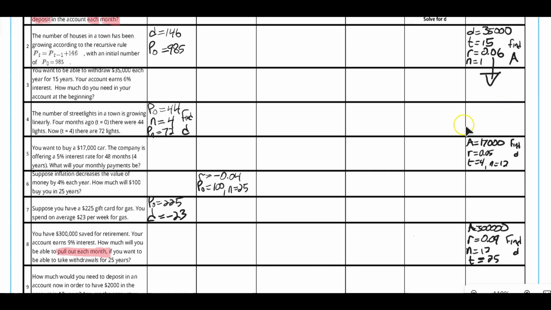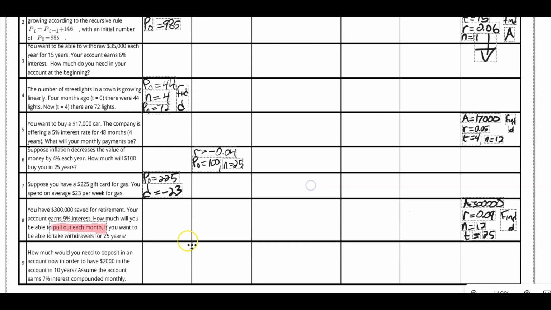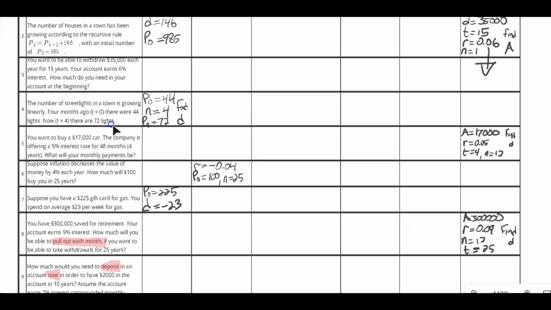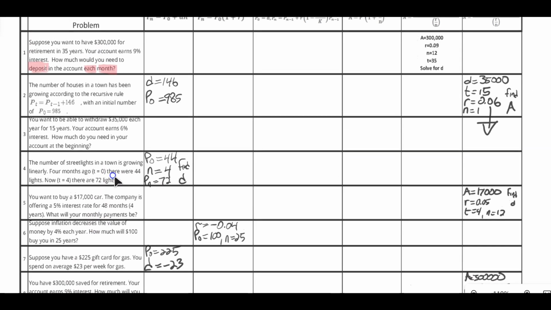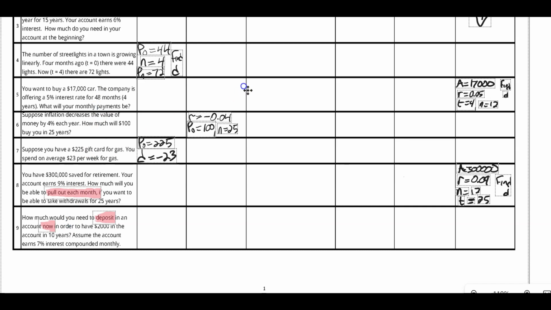Perfect. Last question on this page. How much would you need to deposit in an account now in order to have $2,000 in the account in 10 years? All right, so it says deposit now. So this is different from the previous problem where it's like pull out each month, or question number 1, deposit each month. This is just deposit now.